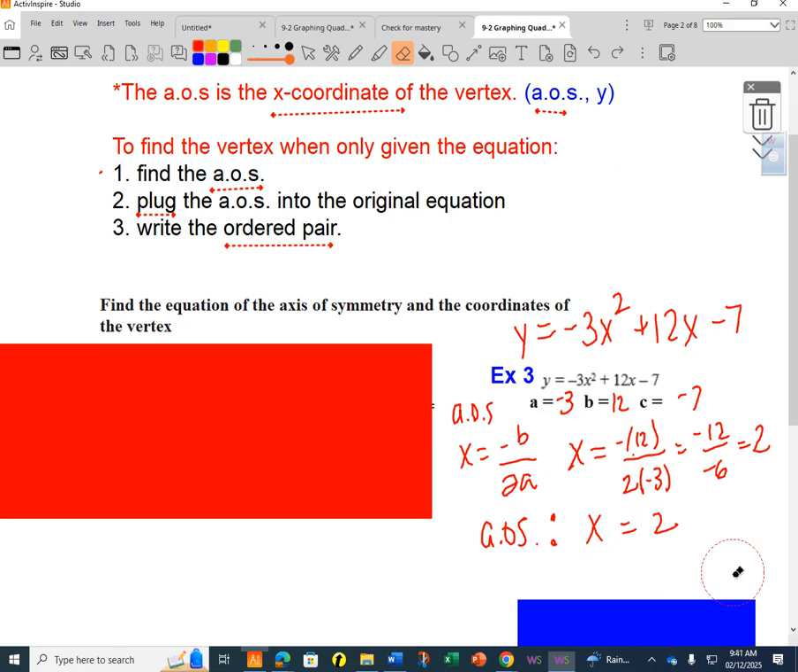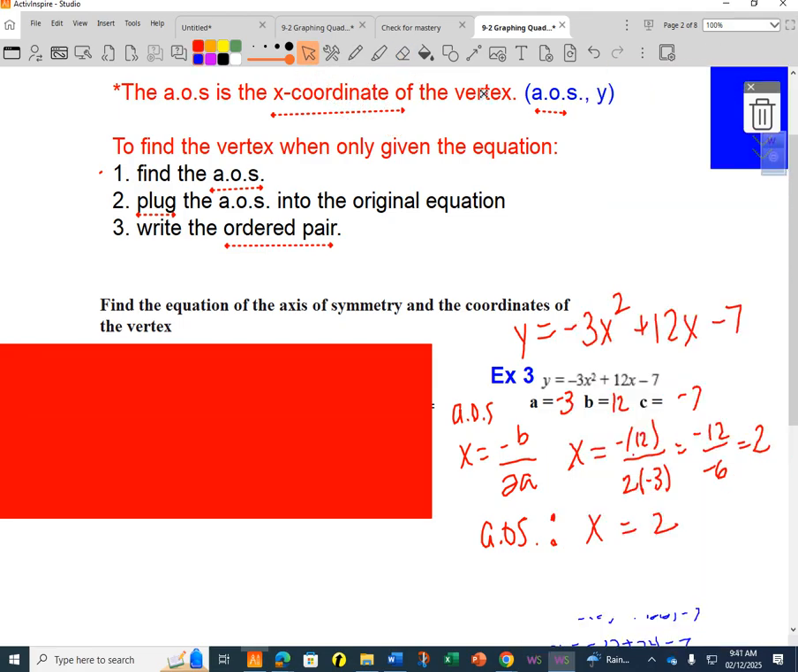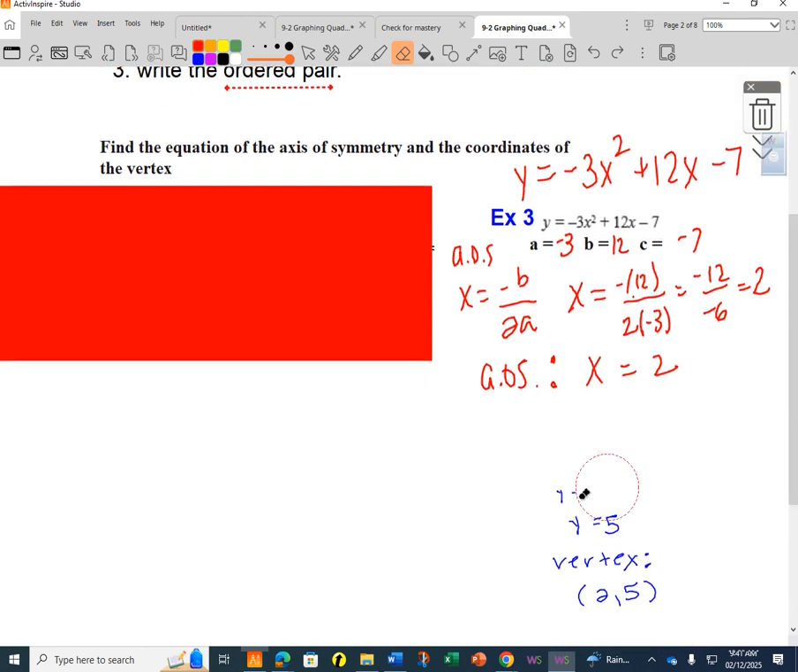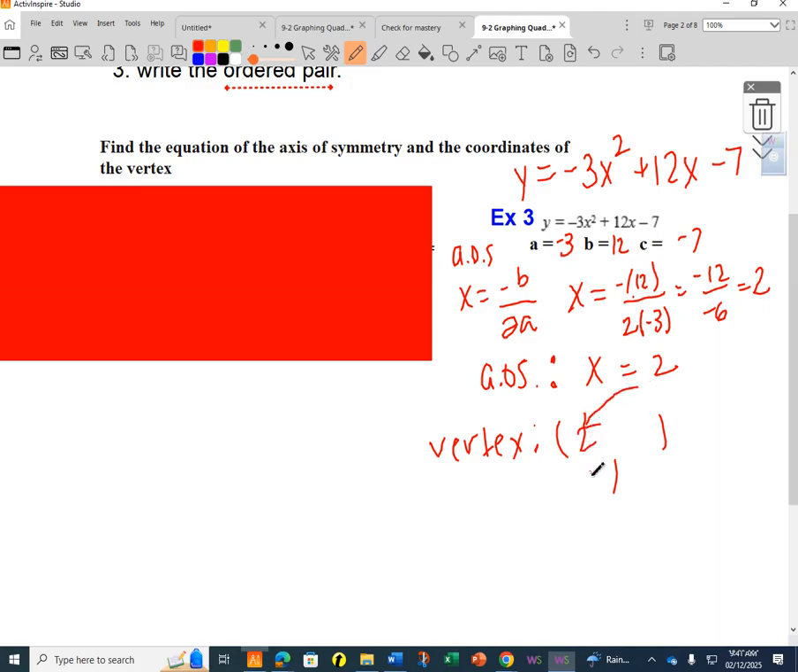Once we start graphing, we're going to be plotting that imaginary dotted line. But right now they didn't ask us to graph anything. They asked us to find the axis of symmetry, which we just did, and the vertex. Once we're through with the axis of symmetry, remember we have half the vertex already. The axis of symmetry is always the x-coordinate of the vertex.